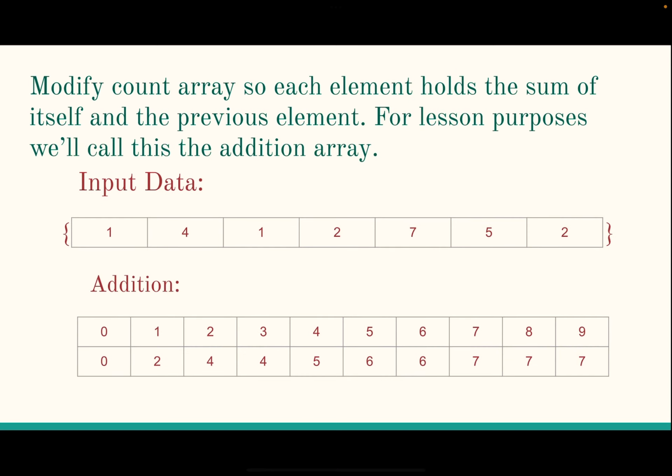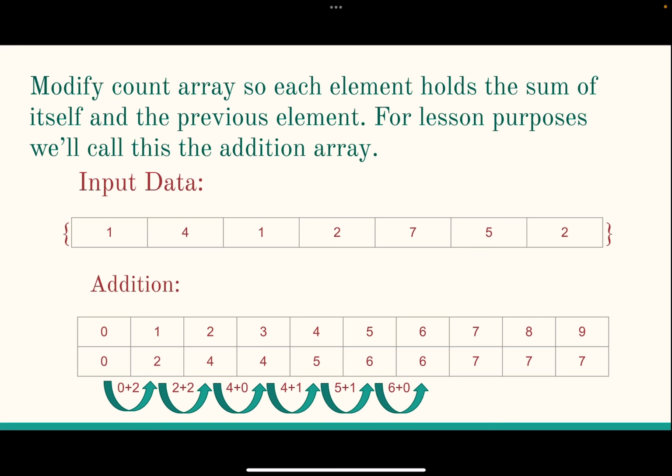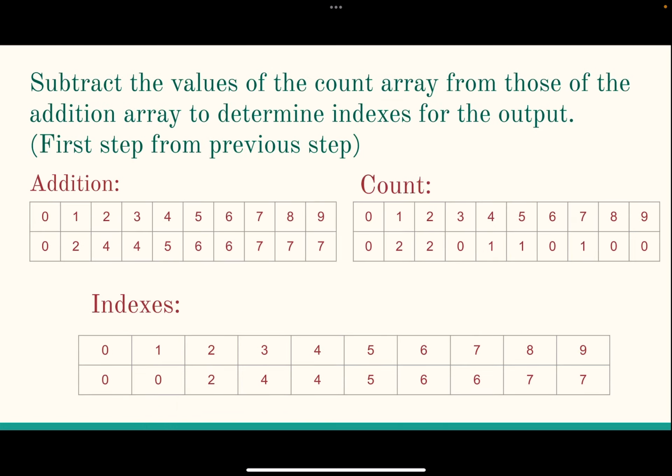The count array is then modified so each element holds the sum of itself and a previous element. This will be called the addition array. So you have here 0 plus 2 equals 2, 2 plus 2 equals 4, 4 plus 0 equals 4, and this carries on for the rest of the array. Then you will subtract the values of the count array from those of the addition array to determine indexes of the output.